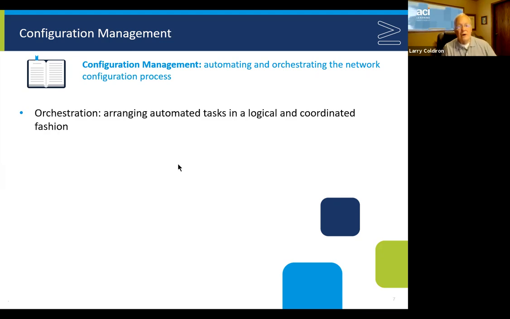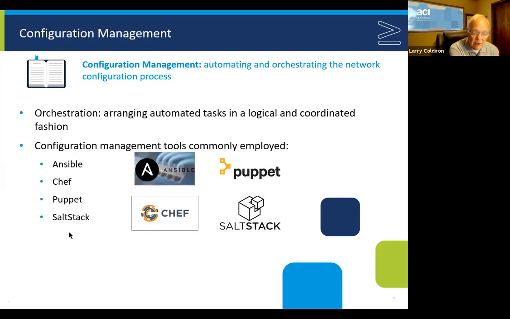So some terms here: orchestration. This is probably one of those where you've been there, done that. You probably got this. Arranging automated tasks in a logical and coordinated fashion. How are we going to prevent some of the things that you guys are talking about here? The configuration management tools: Ansible, Chef, Puppet, SaltStack. SaltStack is another one that gets thrown in there. It's not on the objectives. If you do CCNP, they add it for that.